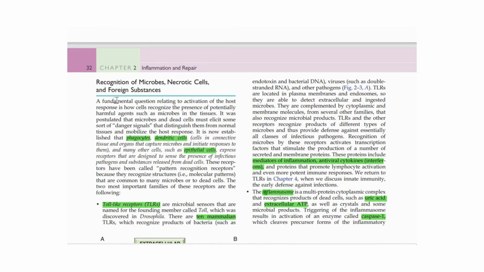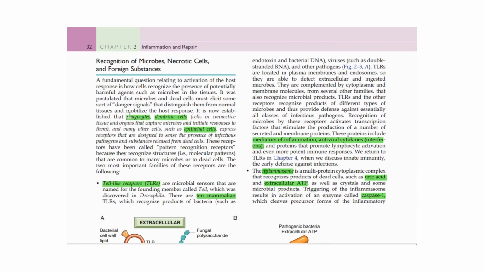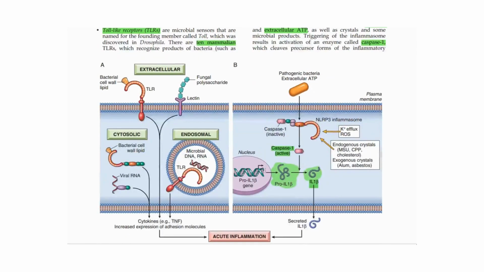So how does the recognition of microbes occur? The recognition of microbes occurs by cells known as phagocytes, dendritic cells, and epithelial cells. These cells have two types of receptors, the toll-like receptors and the inflammasome. The toll-like receptors are microbial sensors which are present on the cell membrane, as well as the endosomes, which are also formed during the ingestion of any substance.